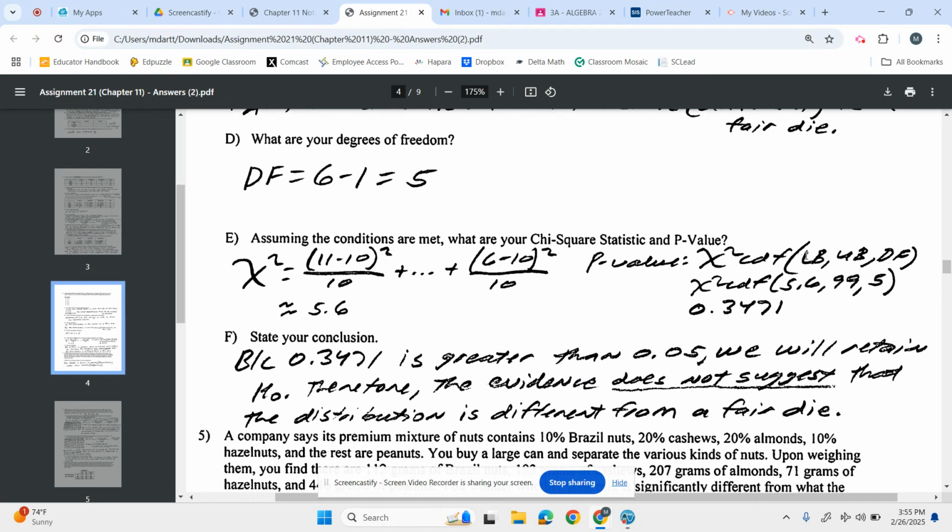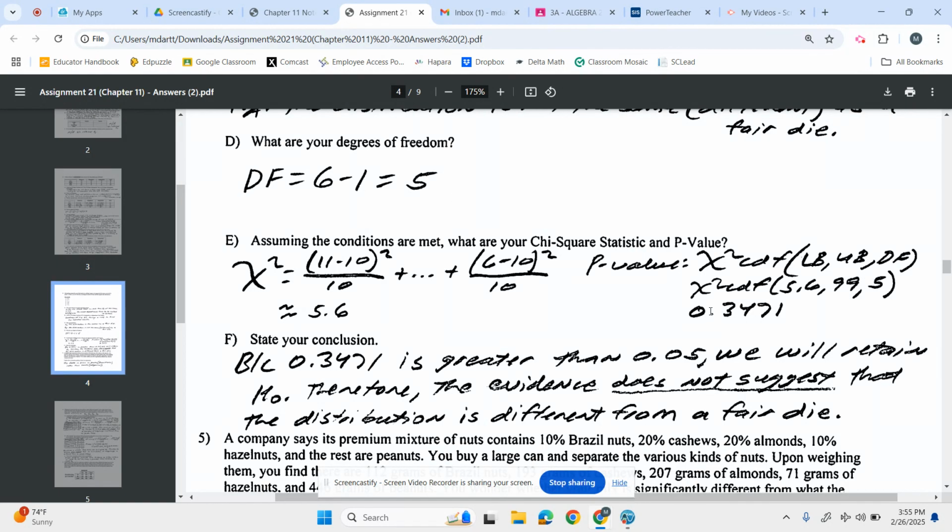You do chi-squared CDF. The lower bound is always going to be the statistic. Remember, it's always skewed right. My upper bound, I would just suggest you put infinity, and then our degrees of freedom was 5. The p-value is 0.3471.